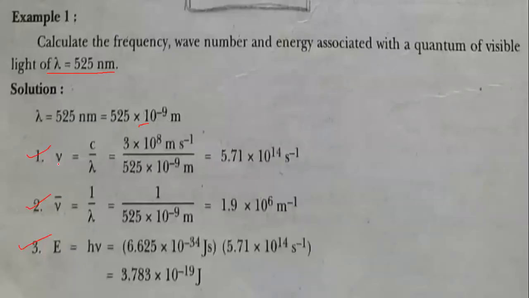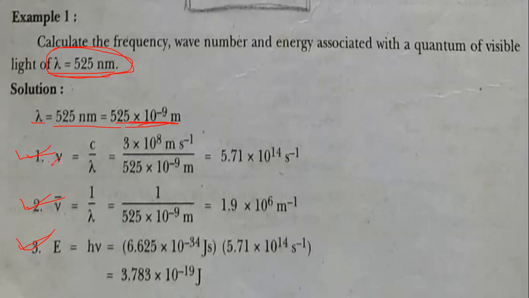So this is one example. They are giving you the wavelength of radiation, and from it you have to find the frequency, then the wave number, and the energy associated with that radiation. So lambda is equal to 525 nanometer, that is equal to 525 into 10 raised to minus 9 meter.